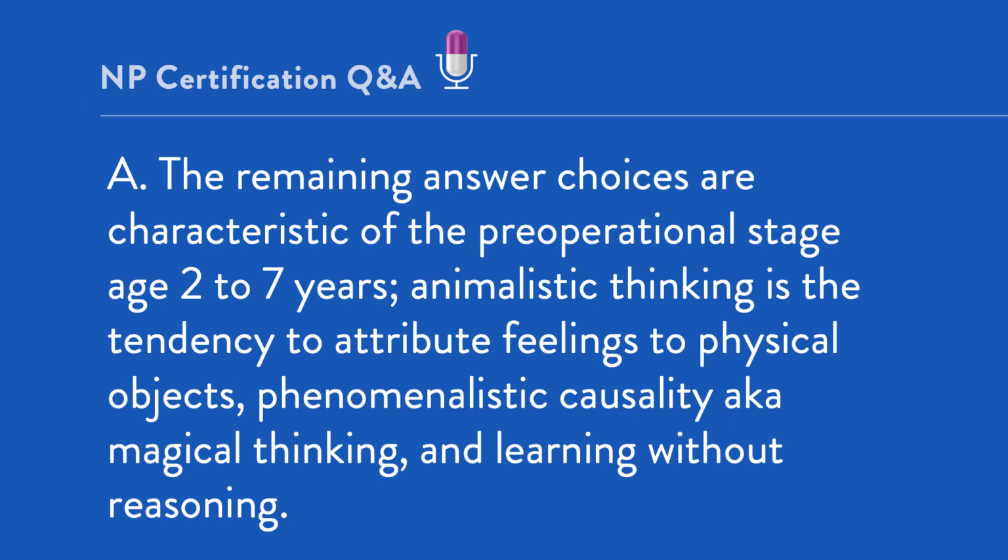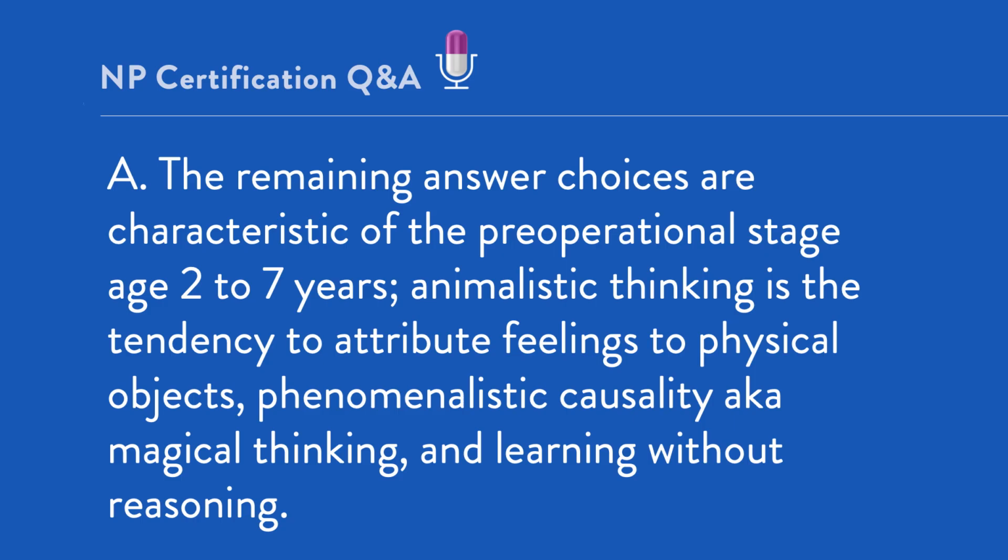Similarly, phenomenalistic causality, which is a fancy word, is the phenomenon of magical thinking. If they think something bad is going to happen, it could happen. Or if they think something really, really good will happen, it could happen. Again, this develops during the pre-operational stage, age 2 to 7 years old. Kids at this age really do think that if they think something or wish for something, it can happen. And of course, later on in the lifespan, they'll learn that that's not the case.